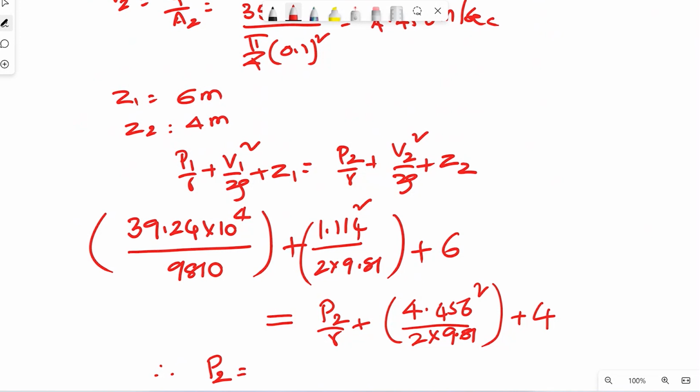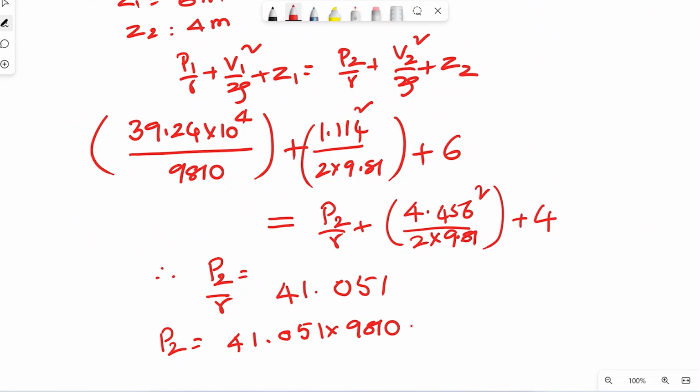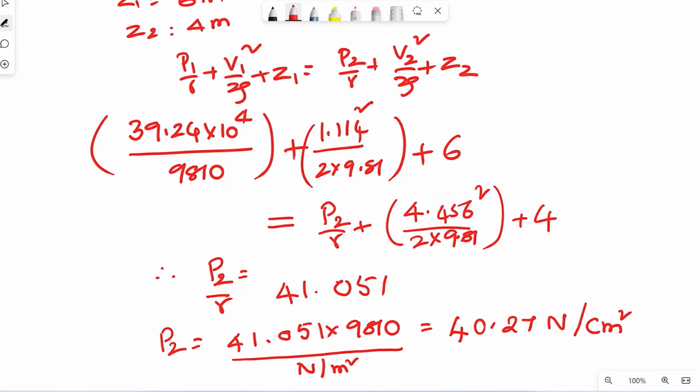If you calculate P2 by gamma, you are getting approximately 41.051. So P2 is equal to 41.051 into gamma. Gamma is how much? 9810. If you put all these things, then automatically you are going to get 40.27 Newton per centimeter square. Otherwise, this much is Newton per meter square, and I converted it into Newton per centimeter square.